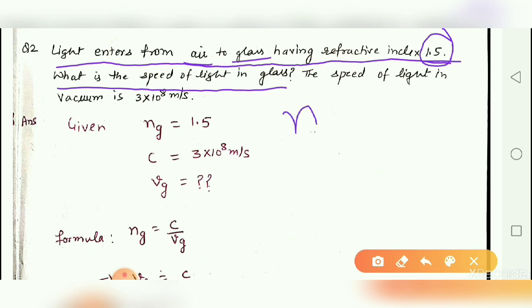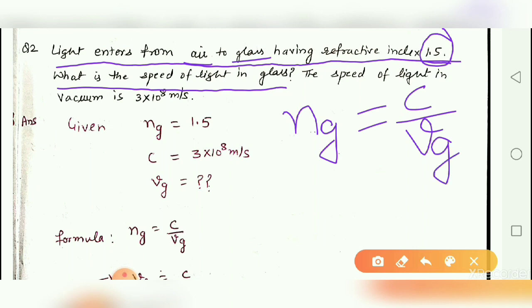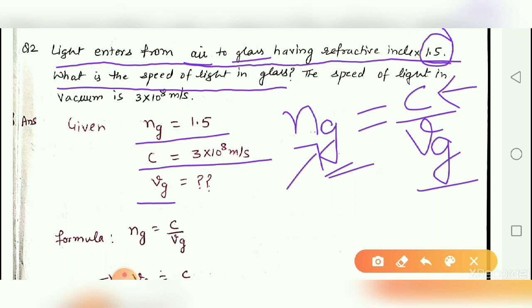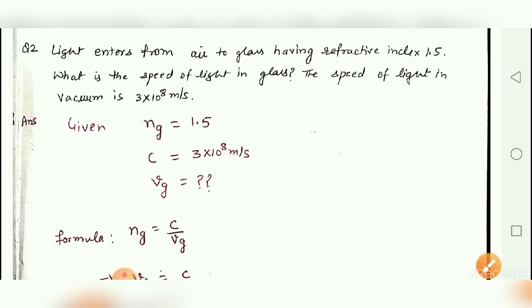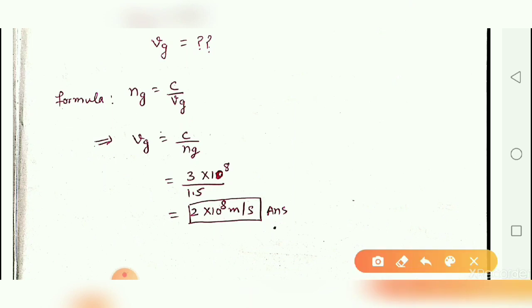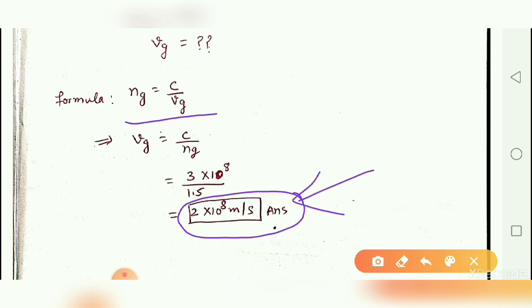So we will write refractive index of glass as C upon speed of light in glass. This is the speed of light in glass and this is the speed of light in air or vacuum. This is the refractive index of glass. Now, ng is given, C is given, we have to find out the value of vg. By using this formula, we can find out the value of vg as 2 into 10 raised to the power 8 meter per second. So, this is our answer.